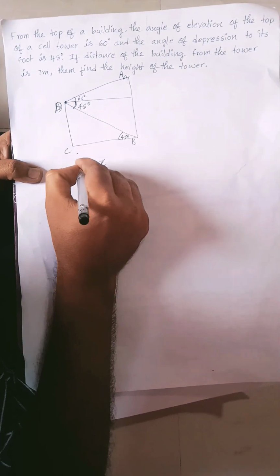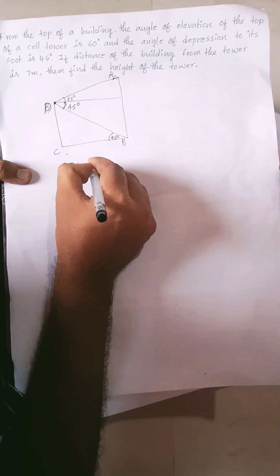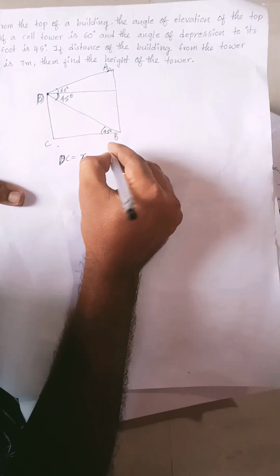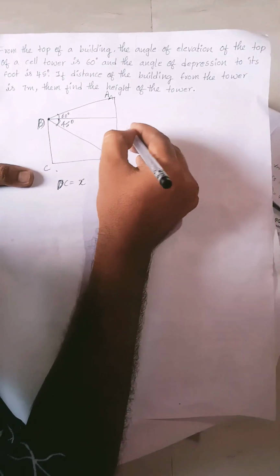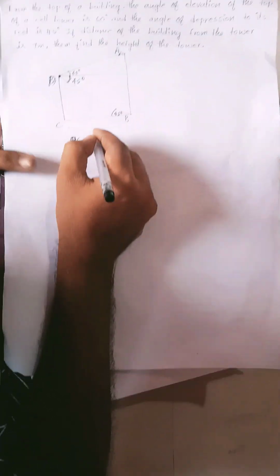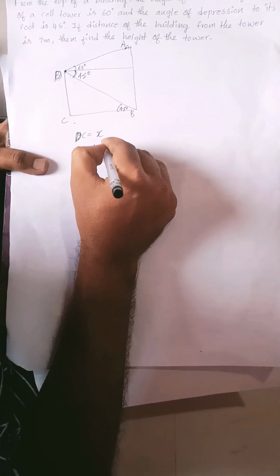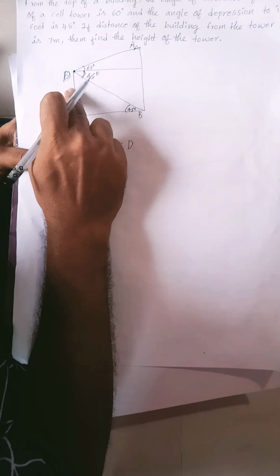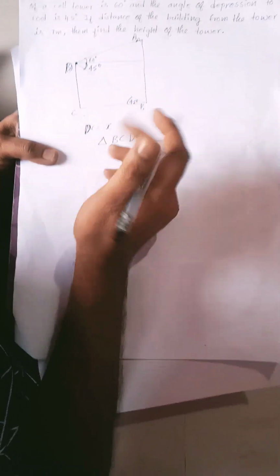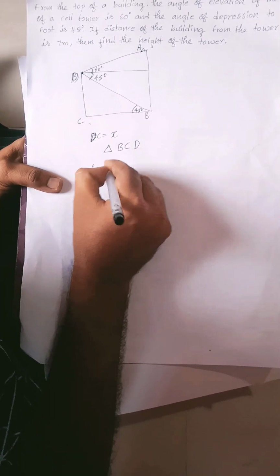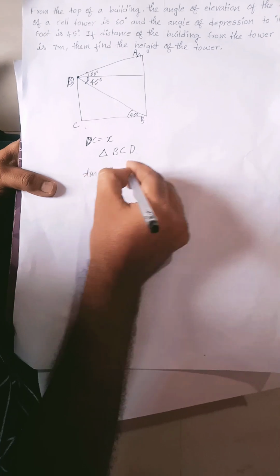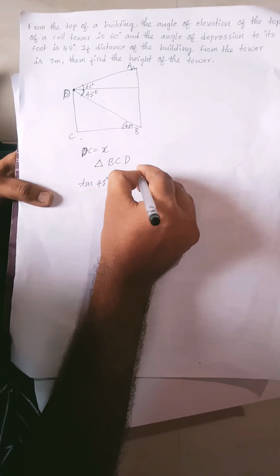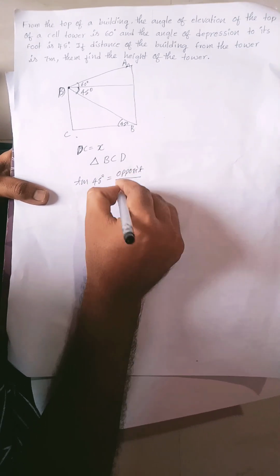First triangle: the building height BC is equal to X, DC is equal to X. Height to the top of the tower. In this first triangle BCD, tan 45 is equal to opposite by adjacent.